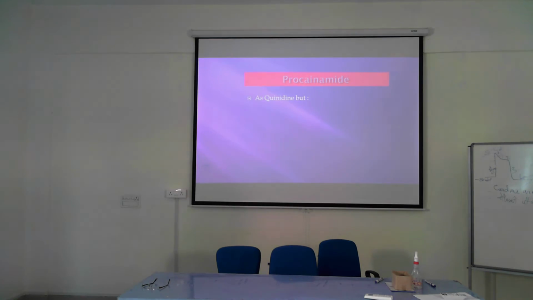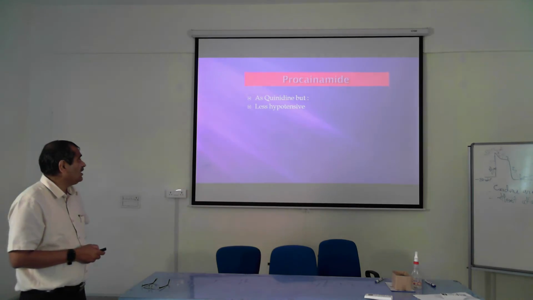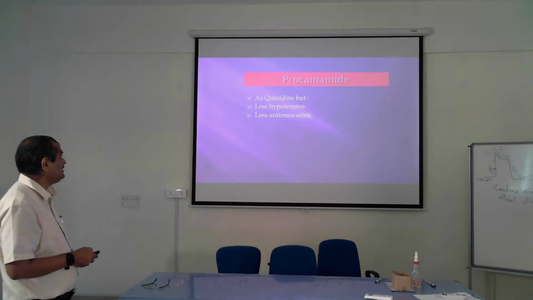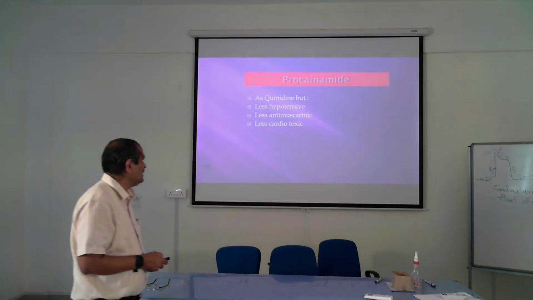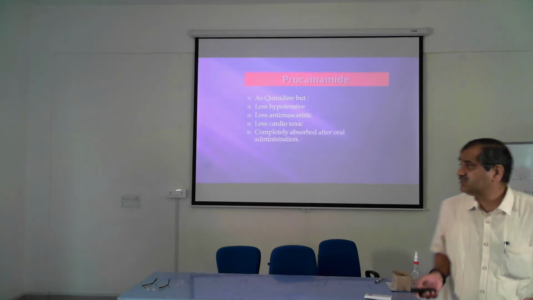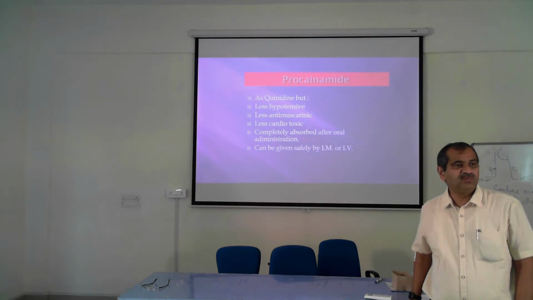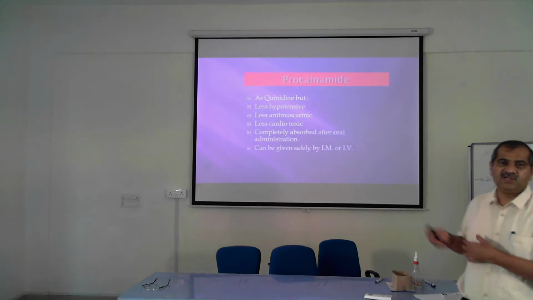So the next drug in the class 1A category is procainamide, which has the same type of reactions, especially the hypotension. So this has less hypotensive, less antimuscarinic, less cardiotoxic effects, but it has some other disadvantages. It is completely absorbed after oral administration, and can be given safely by the intramuscular route. So try to procure this procainamide injection which is available in the market. Otherwise we will not be able to remember.